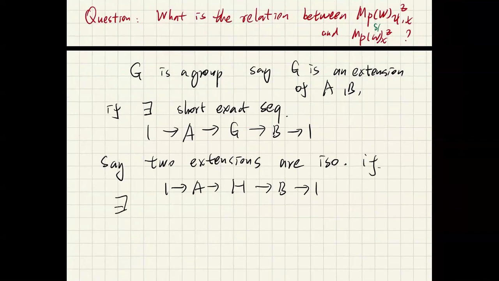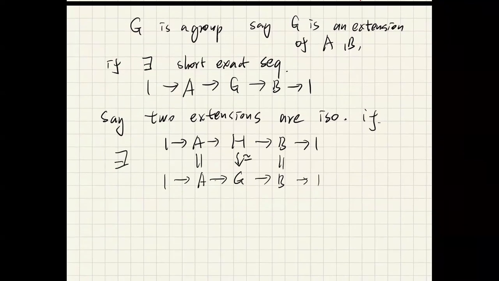So there exists a diagram such that this is A, G, B goes to 1, and this is an isomorphism. So then we say that the extension of A by B, the extension H and the extension G are isomorphic. Okay, so how do you classify the isomorphic extension?